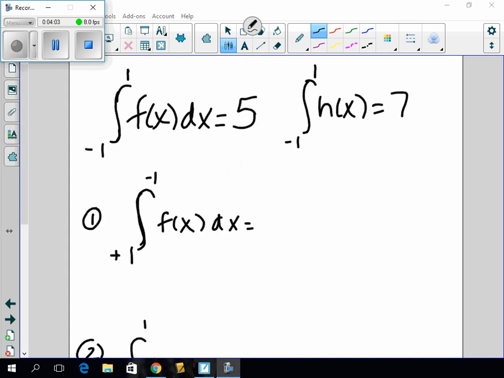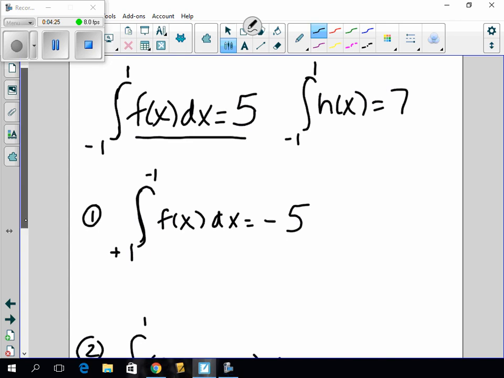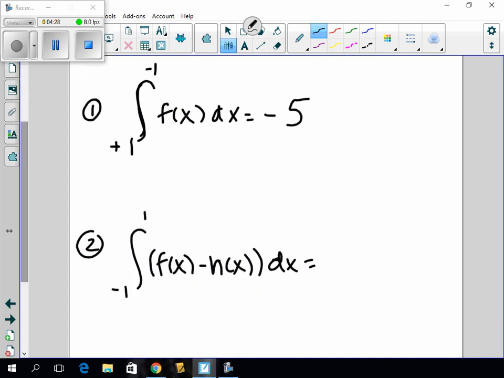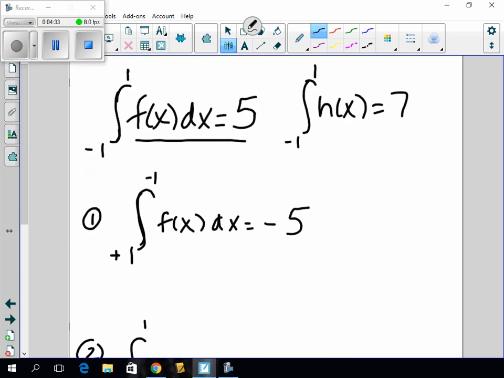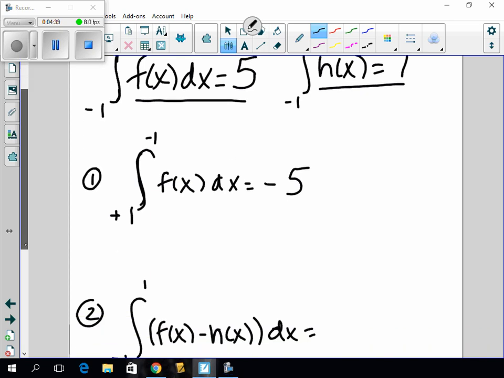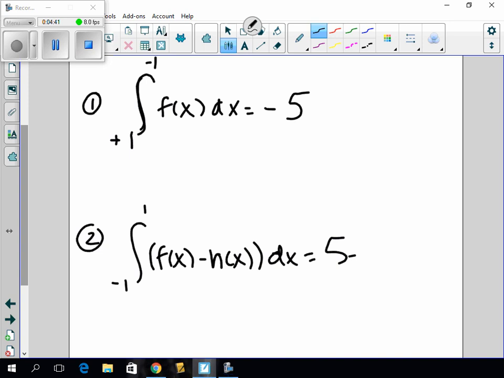So here are some basic examples of things that we might see when using these properties. This first one is integrating from 1 to -1 of f of x dx, and my integral from -1 to 1 of f of x dx is 5. When I flip my bounds, remember, I put that negative sign, so that becomes -5. Here I'm integrating from -1 to 1 f of x minus h of x dx. I see that both f of x and h of x have the same bounds, so I can just take 5 minus 7 and get -2.